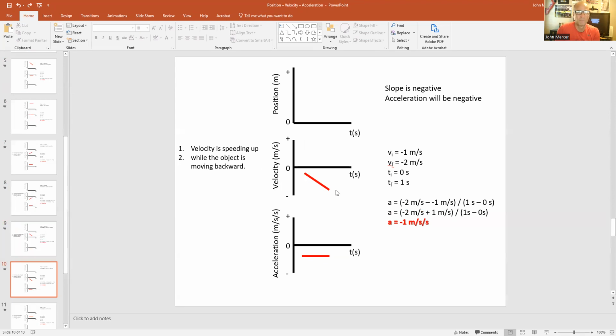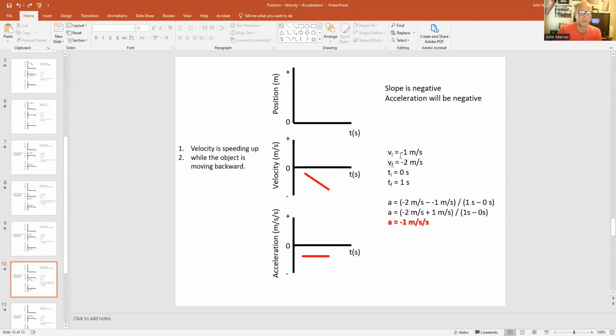Same slope, I just moved it downwards. Same acceleration. Let's just check our math. Negative 1 meter per second, negative 2 meters per second, 1 second of delta t. Final minus initial, so negative 2 meters per second plus 1 meter per second divided by 1, negative 1 meter per second per second. Same acceleration, same rate of change of velocity, same slope. All that's changing here is the velocities are either in the negative region or in the positive region.